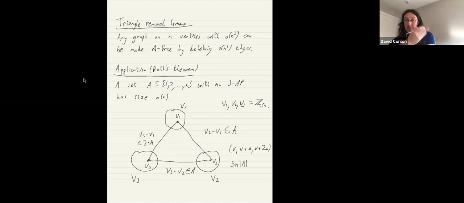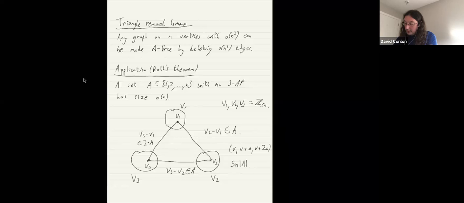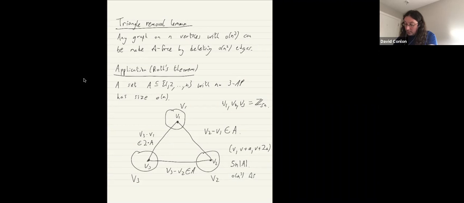On the other hand, because your set A contains no 3APs, it's possible to show that there are no other triangles. So this is actually all possible triangles within your graph, and you need to delve in and use the 3AP condition to actually show this. But if that's the total number of triangles, then the total number is around n squared, which is certainly little o(n^3). So this is little o(n^3) triangles, which implies I can delete some little o(n^2) edges and get rid of all those triangles.